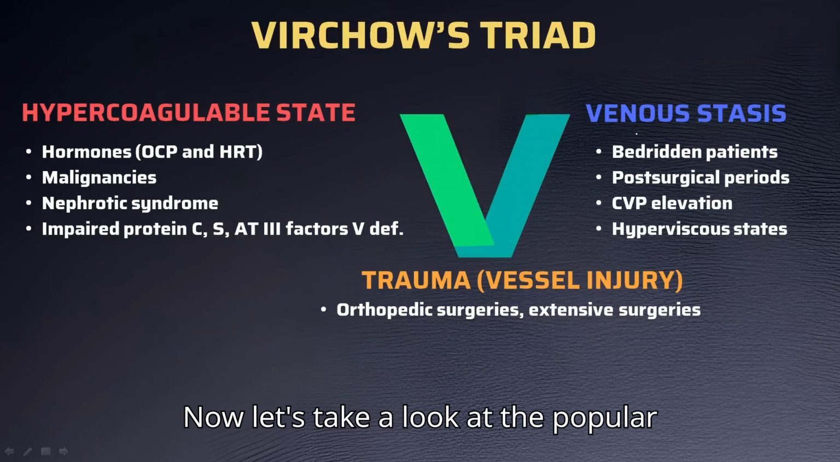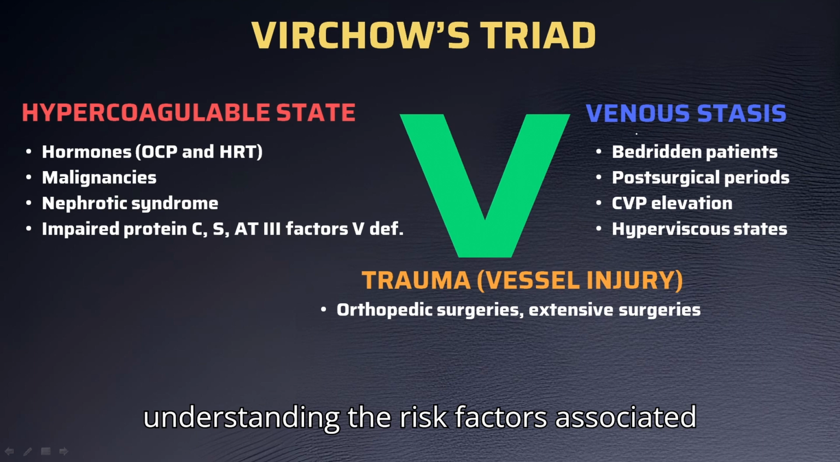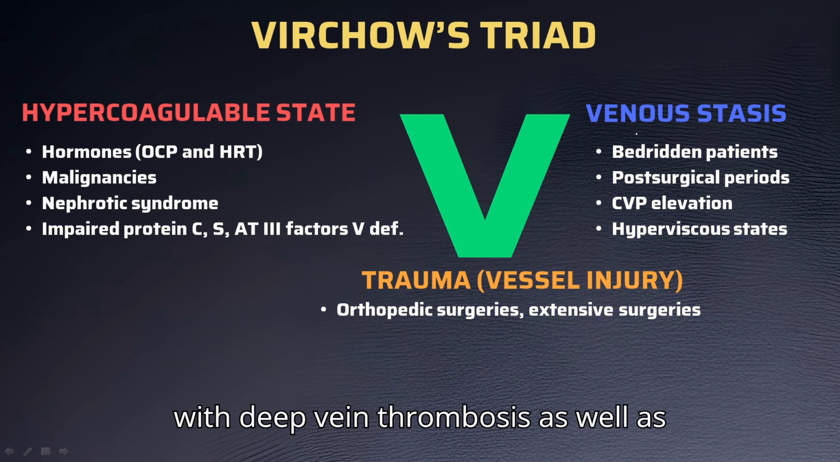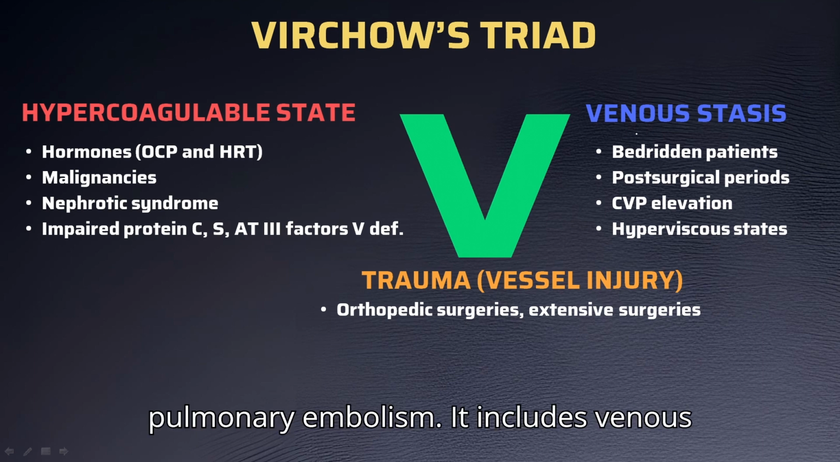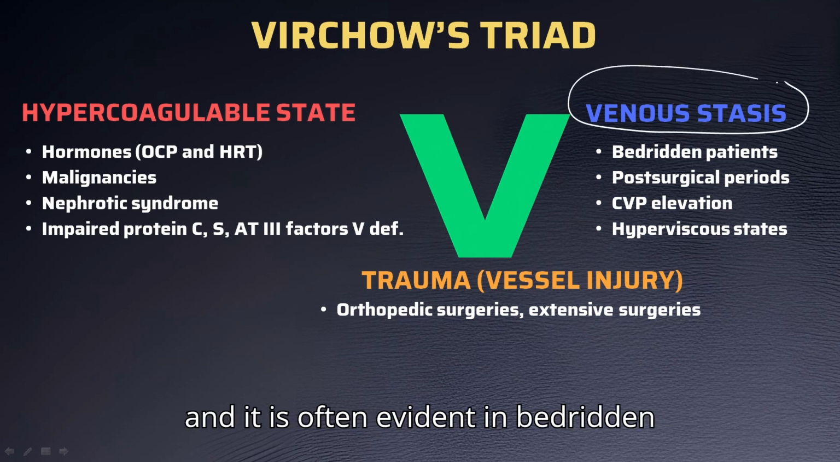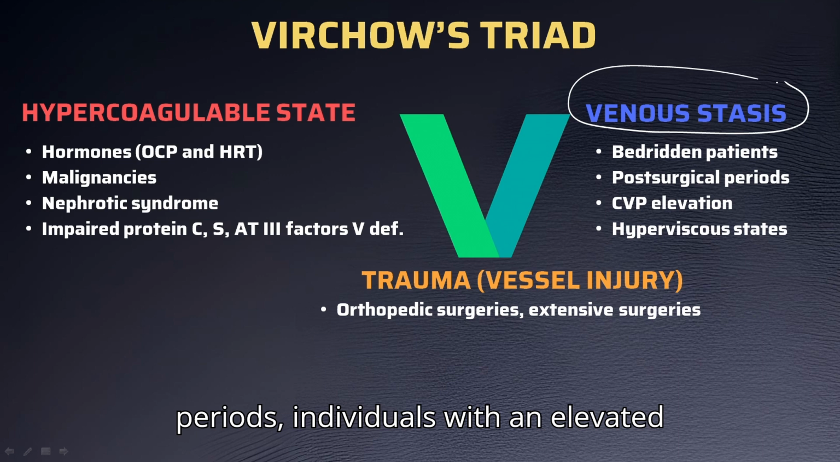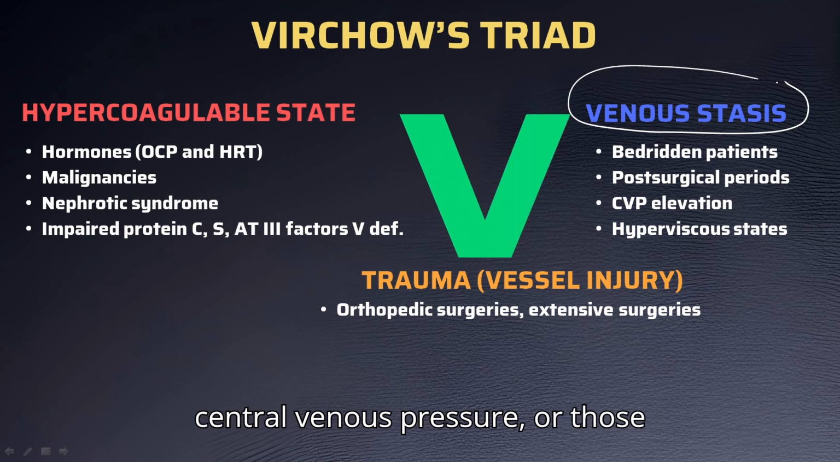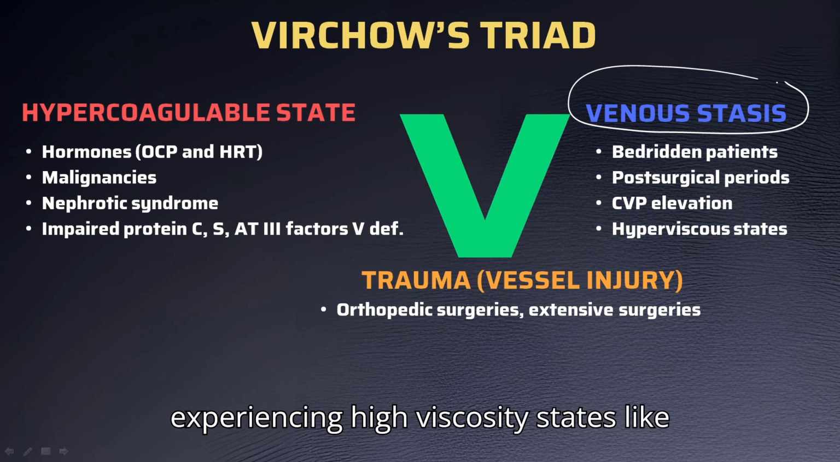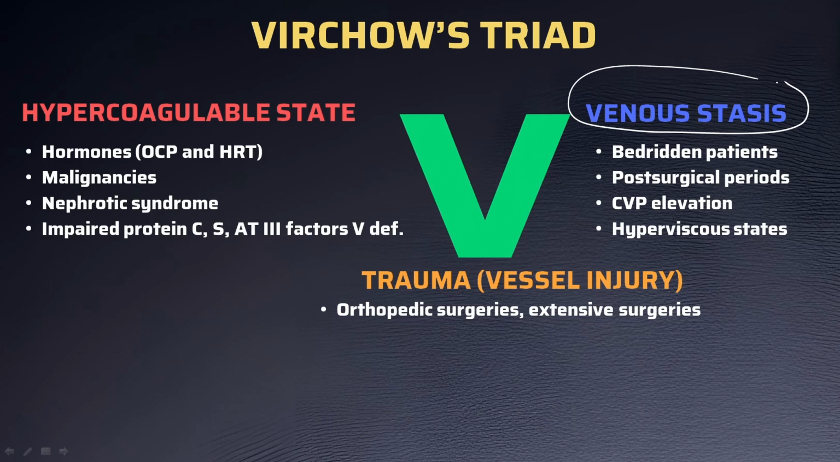Now let's take a look at the popular Virchow triad, which is crucial for understanding the risk factors associated with deep vein thrombosis as well as pulmonary embolism. It includes venous stasis right here. All right, and it is often evident in bedridden patients, those in the post-surgical period, individuals with an elevated central venous pressure, or those experiencing high viscosity states like in multiple myeloma, polycythemia, and leukemia.